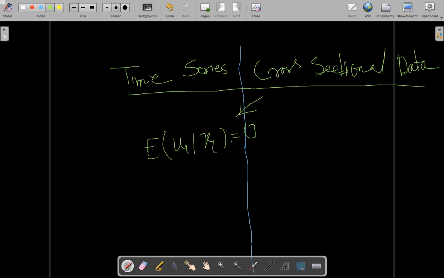Okay, and if we have zero conditional mean, if I actually draw it, so let me just take a different color here. It will look something like this.